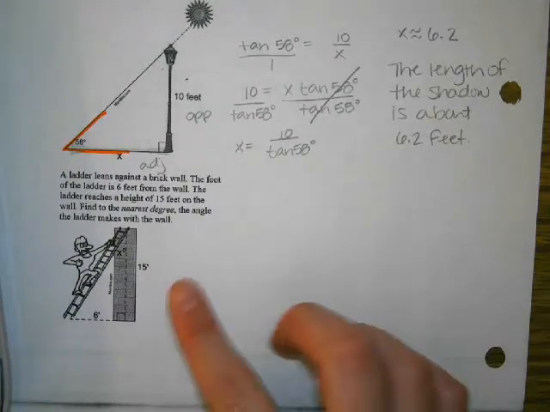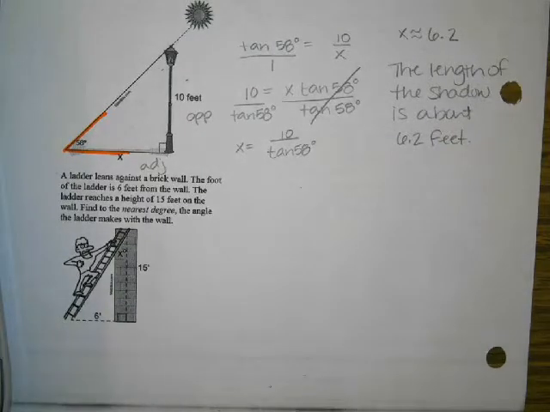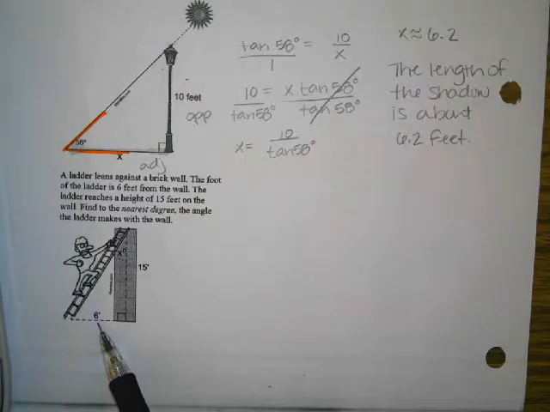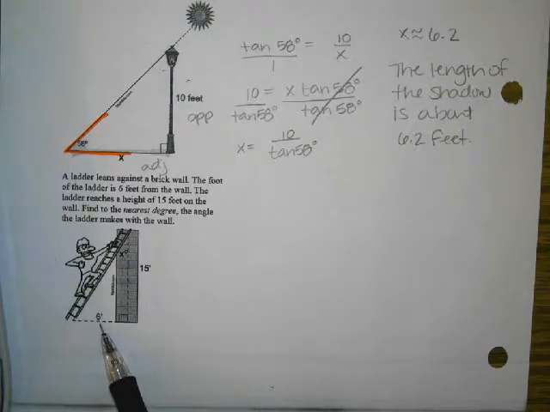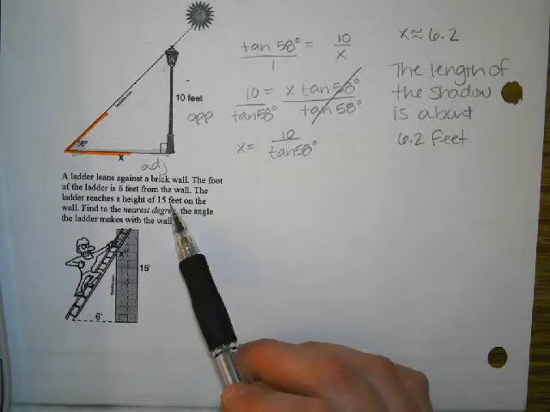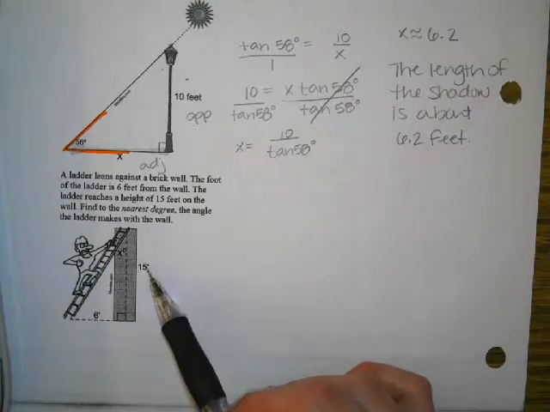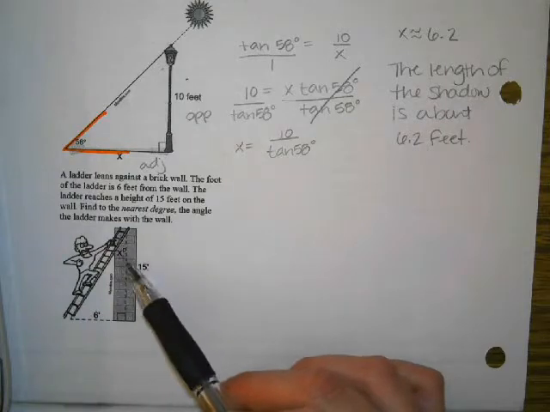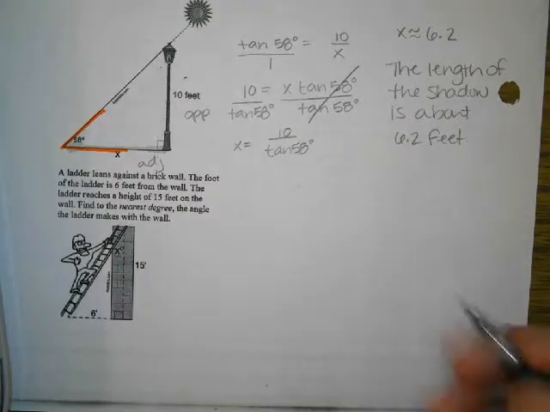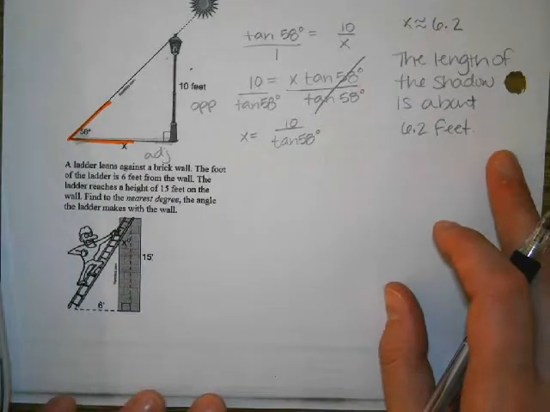All right, the next problem. A ladder leans against a brick wall. The foot of the ladder is 6 feet away from the wall. The ladder reaches a height that's 15 feet on the wall, and they want to know this angle that it makes right here. So what are the names of the sides that they gave us?